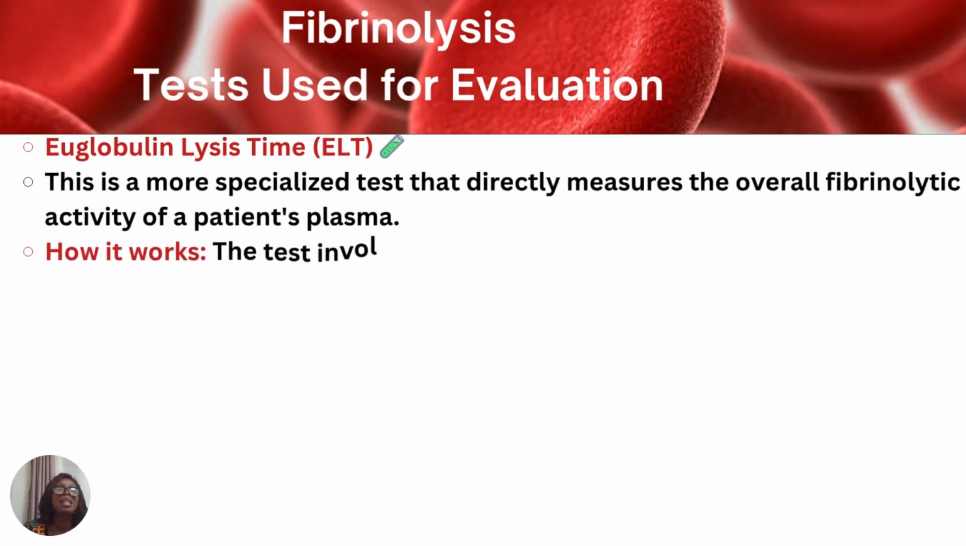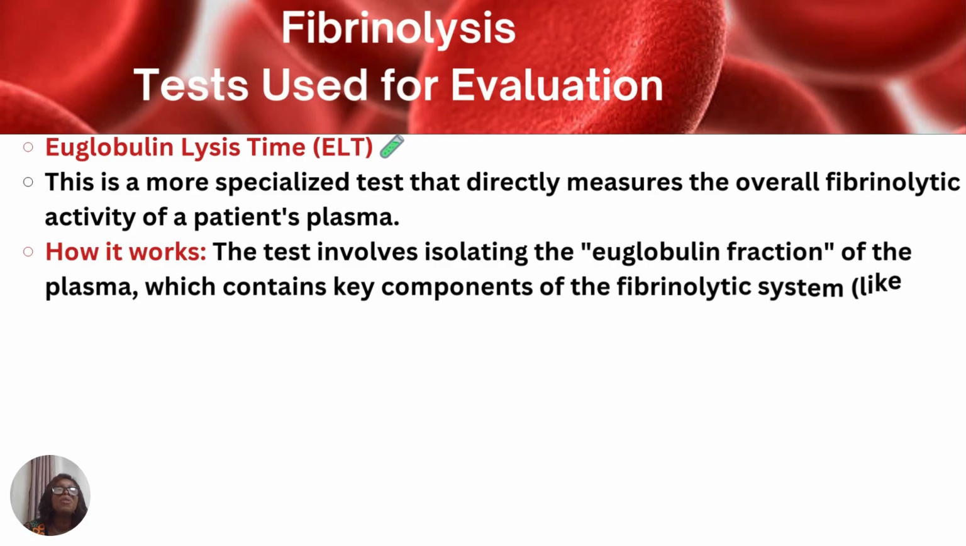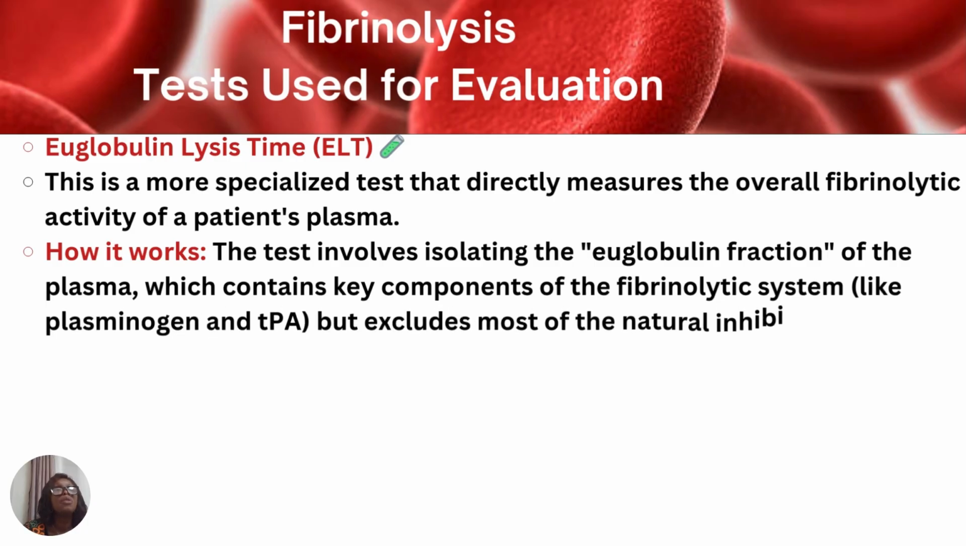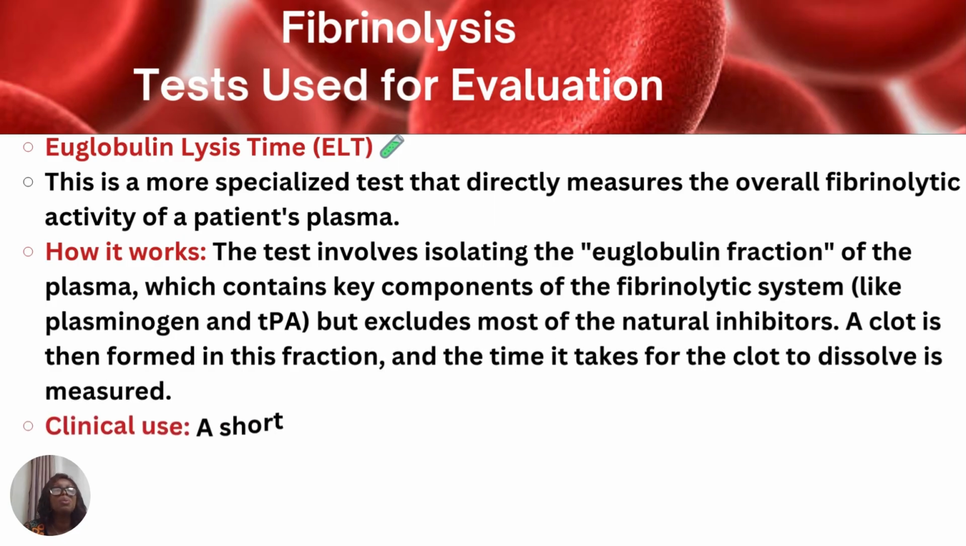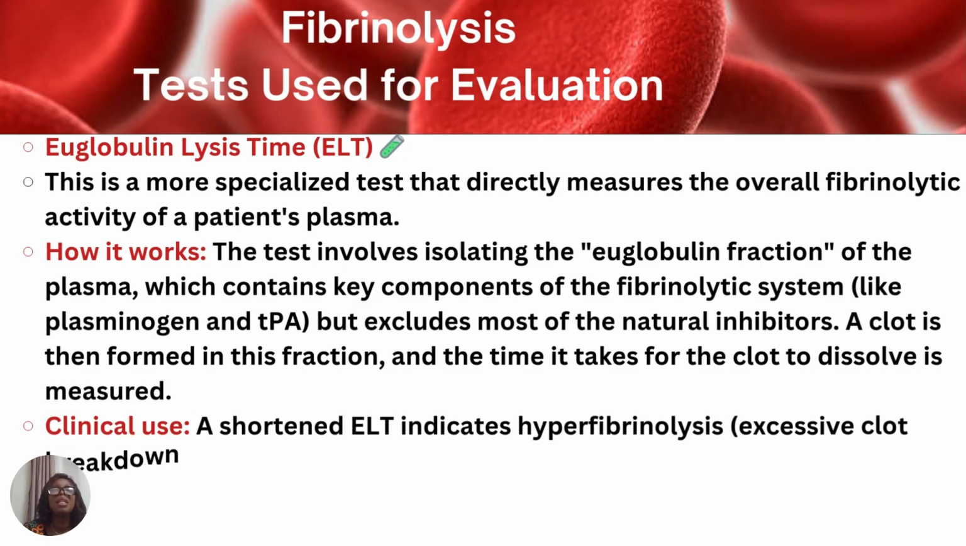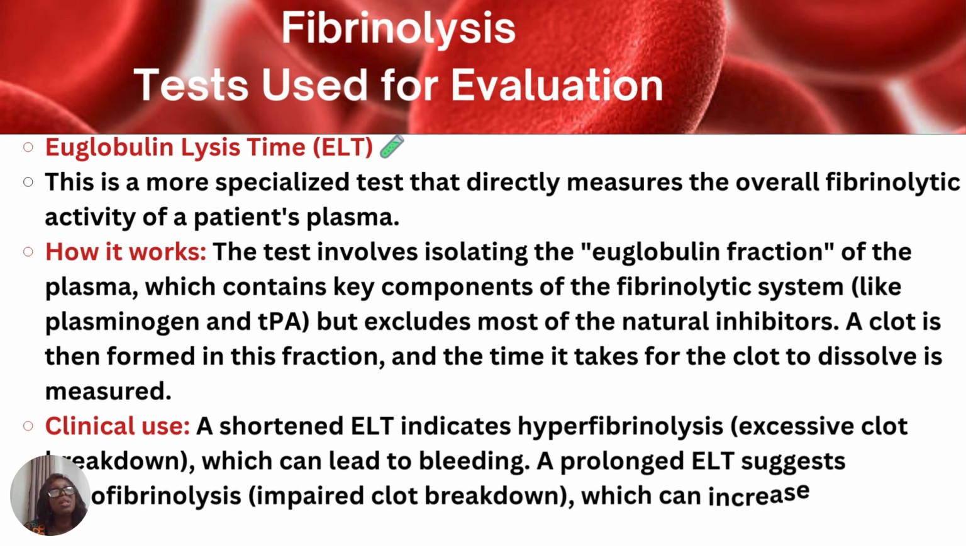Euglobulin lysis test, ELT. This is a more specialized test that directly measures the overall fibrinolytic activity of a patient's plasma. The test involves isolating the euglobulin fraction of the plasma, which contains key components of the fibrinolytic system like plasminogen and tissue plasminogen activator, but excludes most of the natural inhibitors. A clot is then formed in this fraction, and the time it takes for the clot to dissolve is measured. Now, a shortened euglobulin lysis time indicates hyperfibrinolysis, that is excessive clot breakdown, which can lead to bleeding, while a prolonged euglobulin lysis time suggests hypofibrinolysis, that is impaired clot breakdown, which can increase the risk of thrombosis.